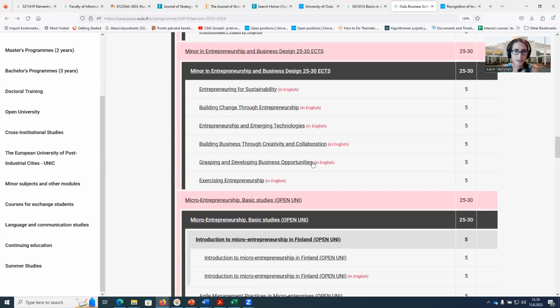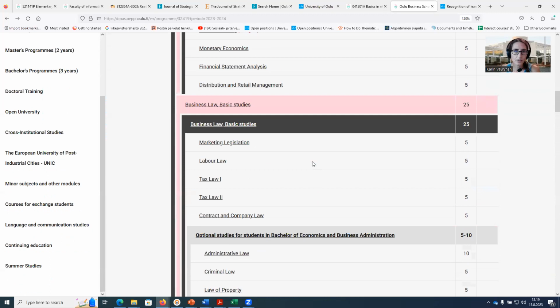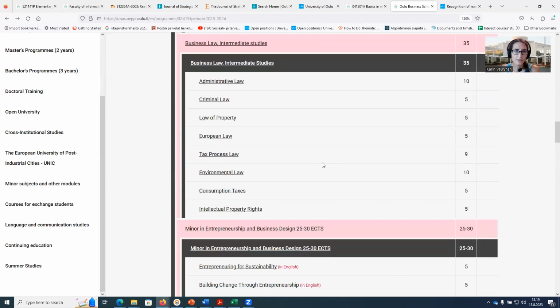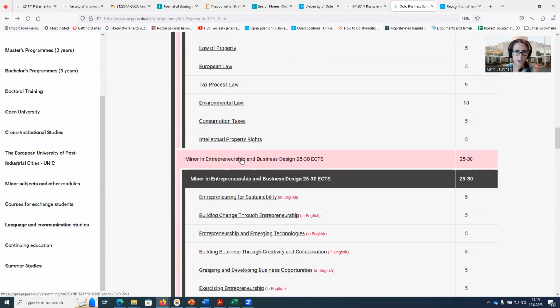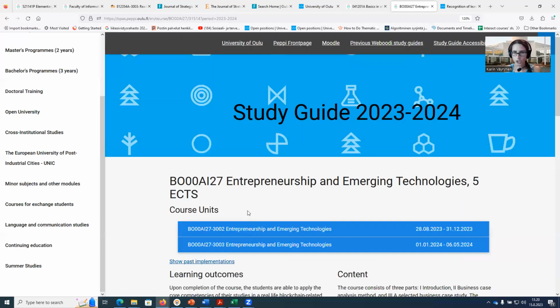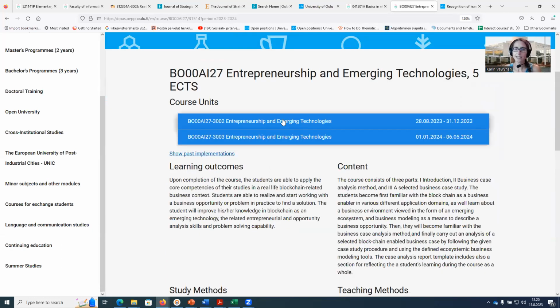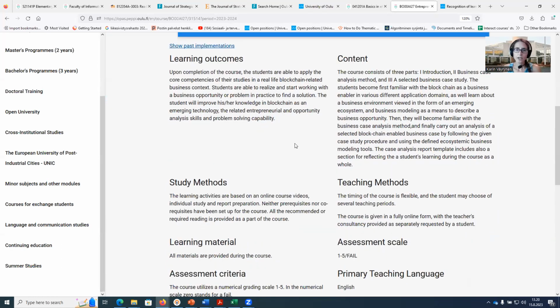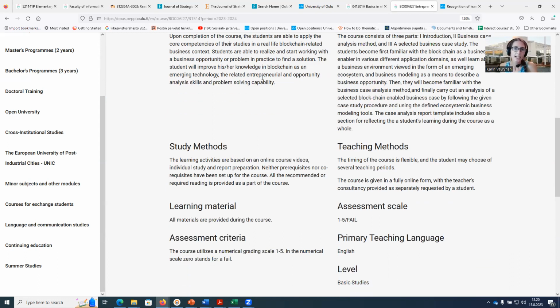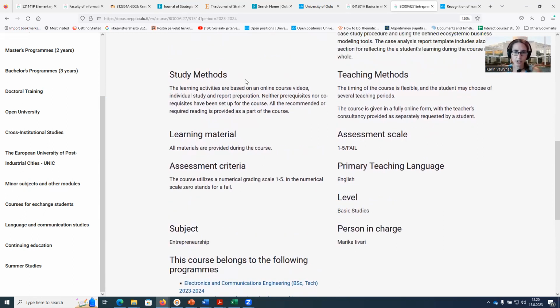Another example, that might be interesting from our SACE program perspective, is under the minor in entrepreneurship and business design. There is a course called Entrepreneurship and Emerging Technologies, which is held during the first and second period. Upon completion of the course, the students are able to apply the core competencies in their studies in a real-life blockchain-related business context. So that's also something that might be interesting for some of you.